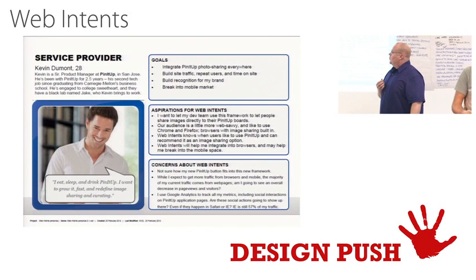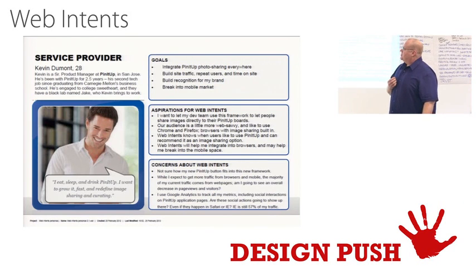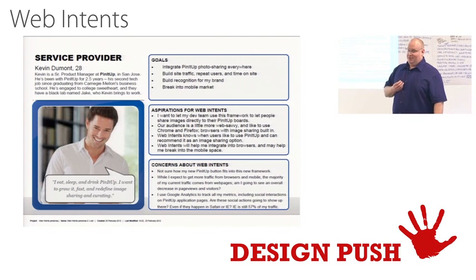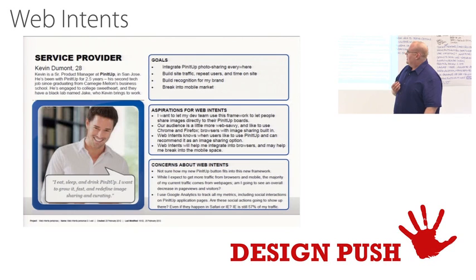So the next one was a service provider. This is Kevin. He's 28. He's a senior product manager at Pin It Up in San Jose. This is some bio details about him. He's been there for a while. He's a tech guy. He's engaged, has a dog he brings to work. He's a go-getter. He's all about this service he's building. He wants to grow it really fast and really redefine image sharing and curating.